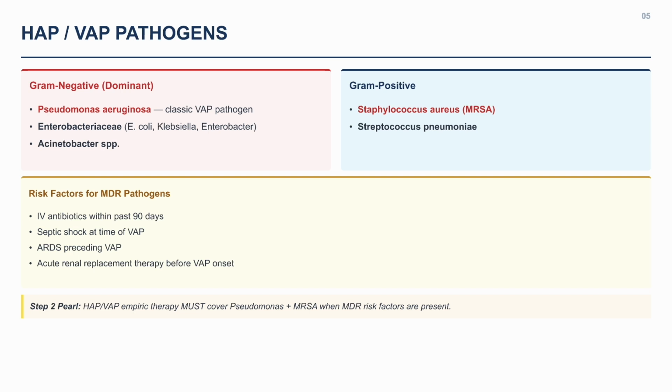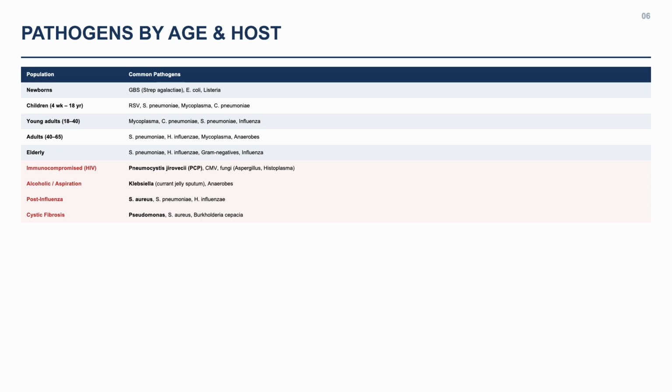Risk factors for multidrug-resistant pathogens include IV antibiotics within the past 90 days, septic shock at the time of VAP, preceding ARDS, or acute renal replacement therapy. The Step 2 Pearl: HAP and VAP empiric therapy must cover both Pseudomonas and MRSA when MDR risk factors are present. Pathogens vary significantly by age and host factors.